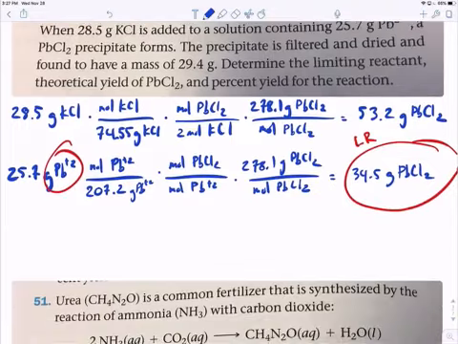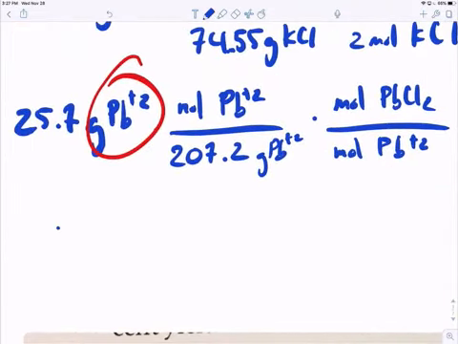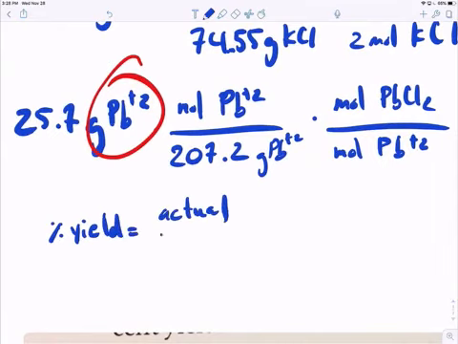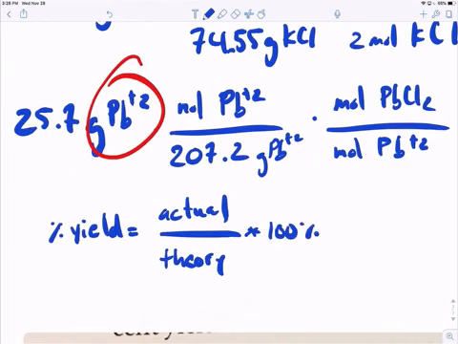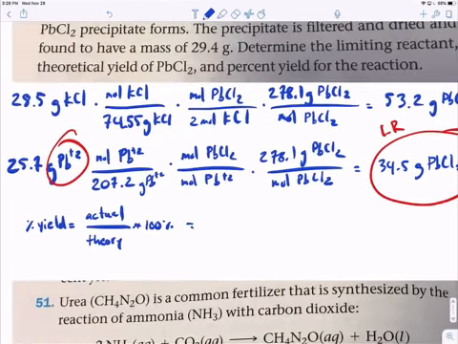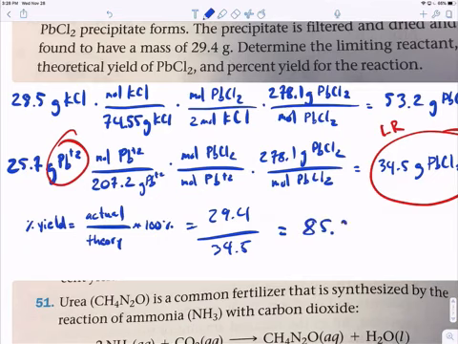And now the percent yield, this is the actual over the theoretical times 100%. Equals 29.4 over 34.5. This is 85.2%.